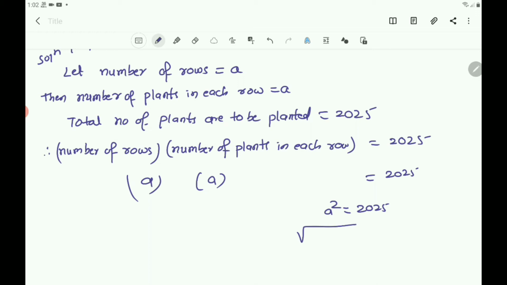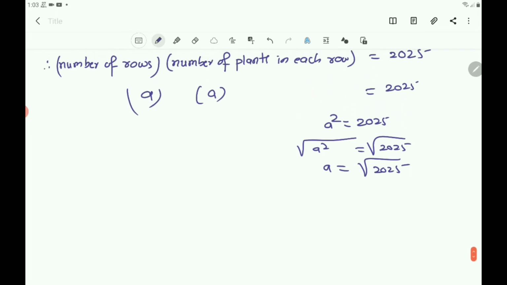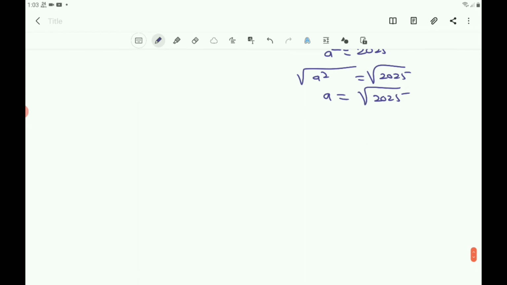Then you take the root: a square equals 2025, so a equals square root of 2025. Then you find the square root of 2025 by the method of prime factorization. Now you take that number, 2025.